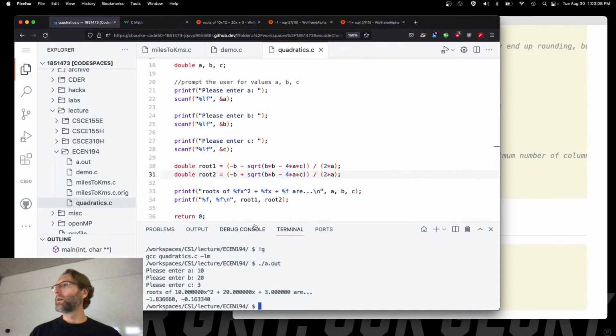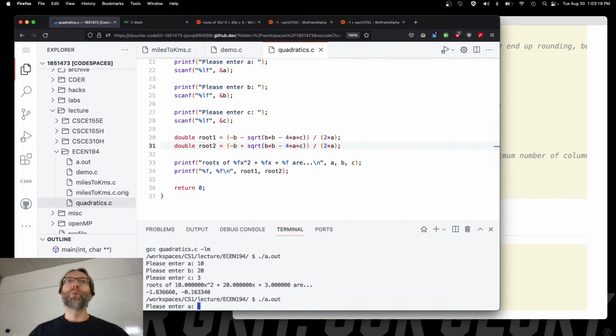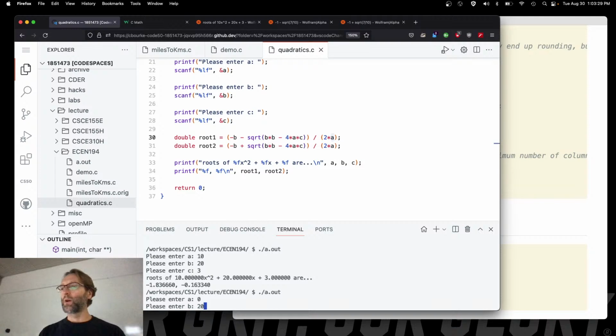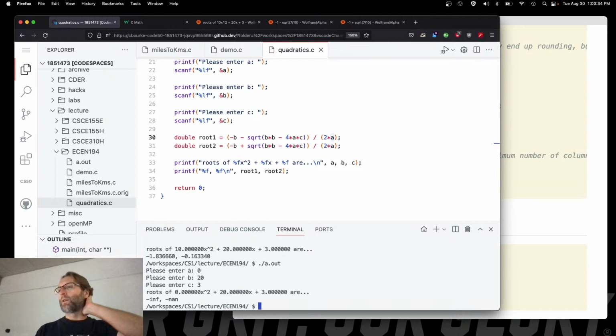Good. Any questions on that program? Because now let's change it. Actually, before we go on, sanity check. Is there a way that I could break this? Divide by 0. Where am I dividing by 0? A. What if I gave it 0 for A? We know that 20 and 3 are already okay. What's going to happen? Inf, negative nan. It actually didn't kill the program in this case. I don't know why, but it gave me garbage results.